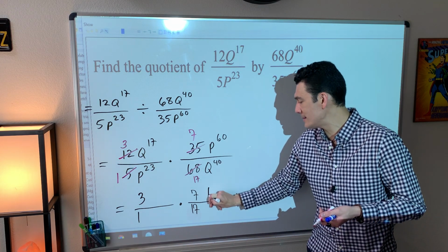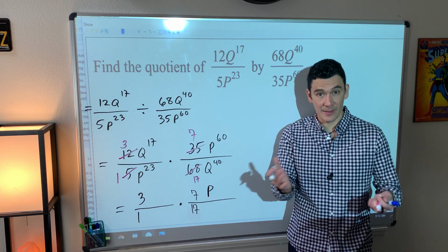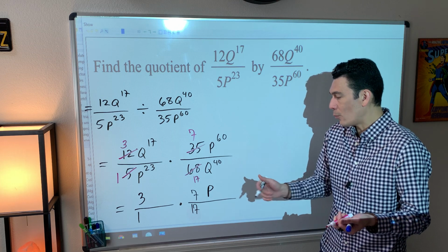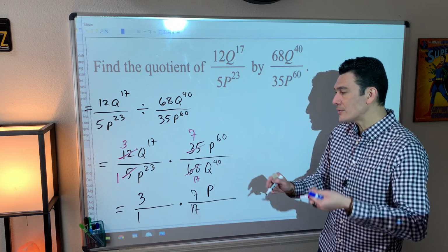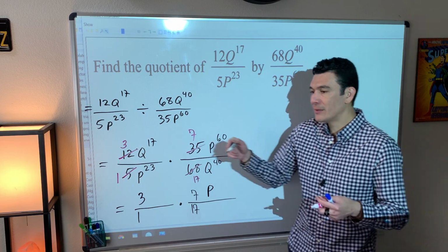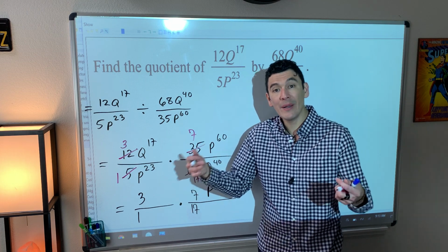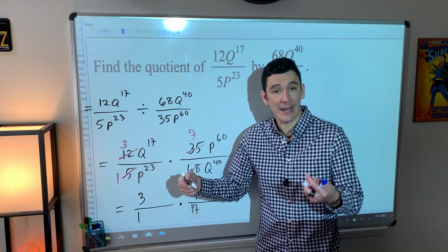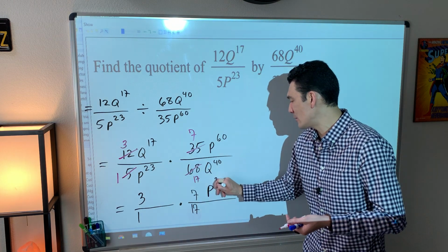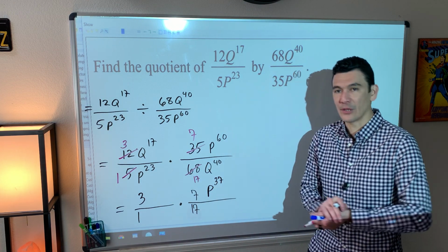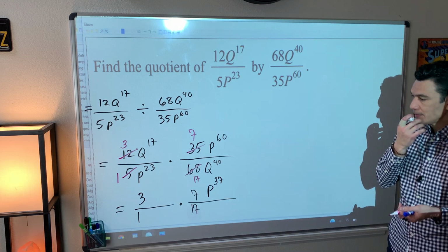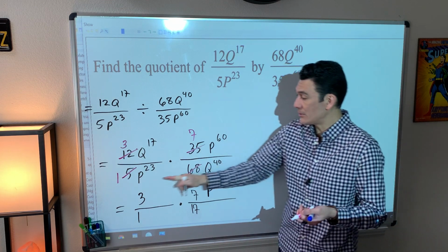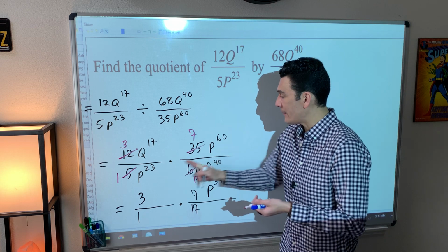So the top wins, and the top wins, it gets the P. But the question is, what exponent do you put here? Well, ask yourself, I know the top won, but by how many did it win? How much bigger is 60 than 23? It's a matter of subtraction. And if you subtract that, you should get 37. That's how you reduce these guys. That's how you think about these variables.